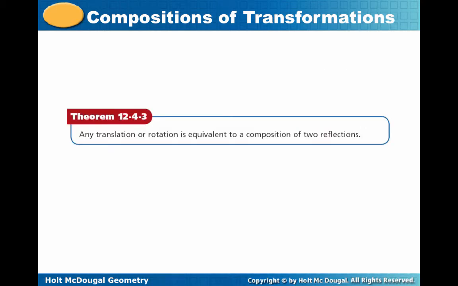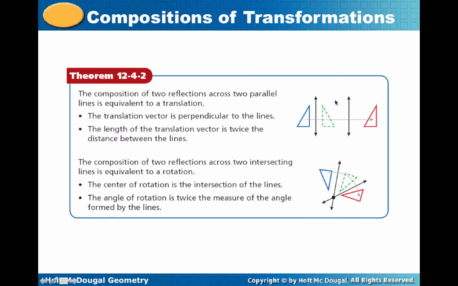Okay? Now, the other thing that is the focus of this module is that any translation or rotation is equivalent to a composition of two reflections. And they give two examples of this. They give reflections across parallel lines, and they give reflections across non-parallel lines or intersecting lines.